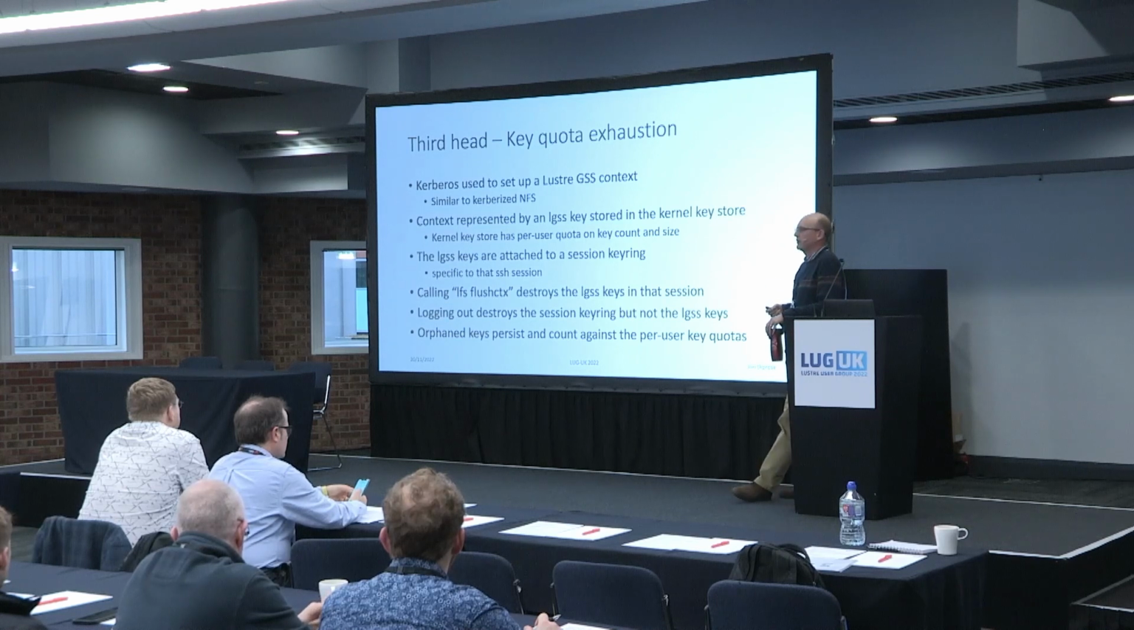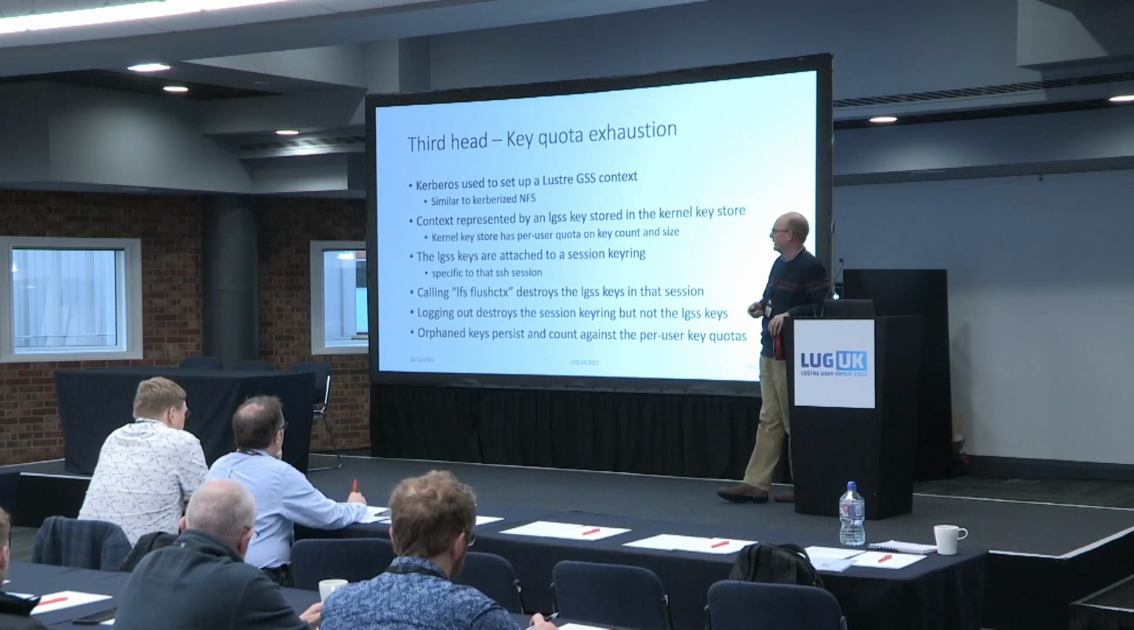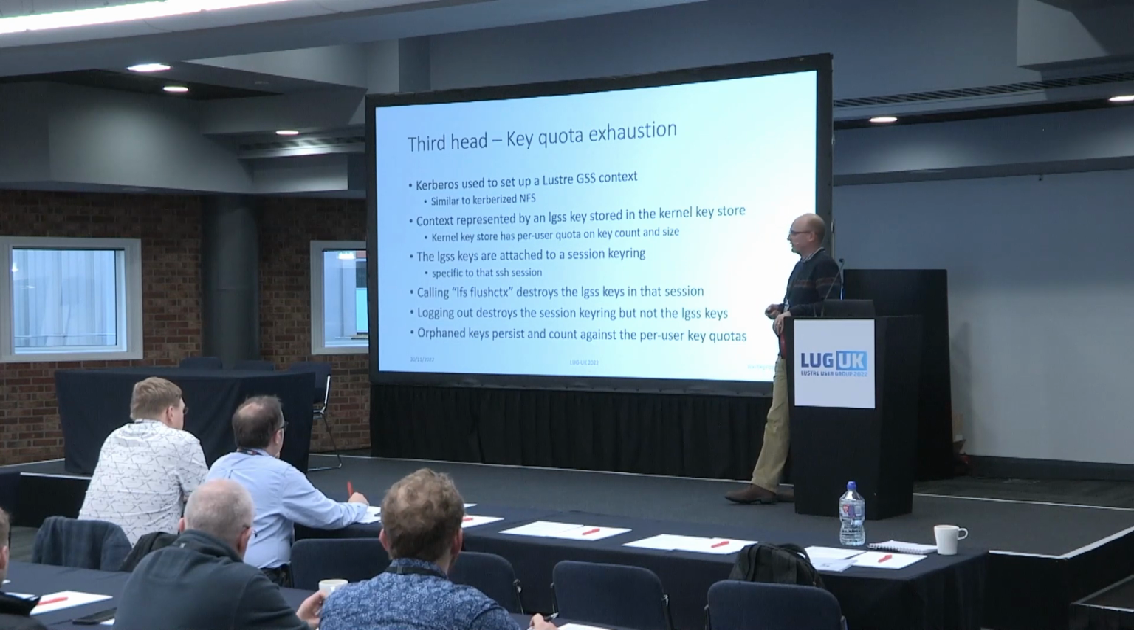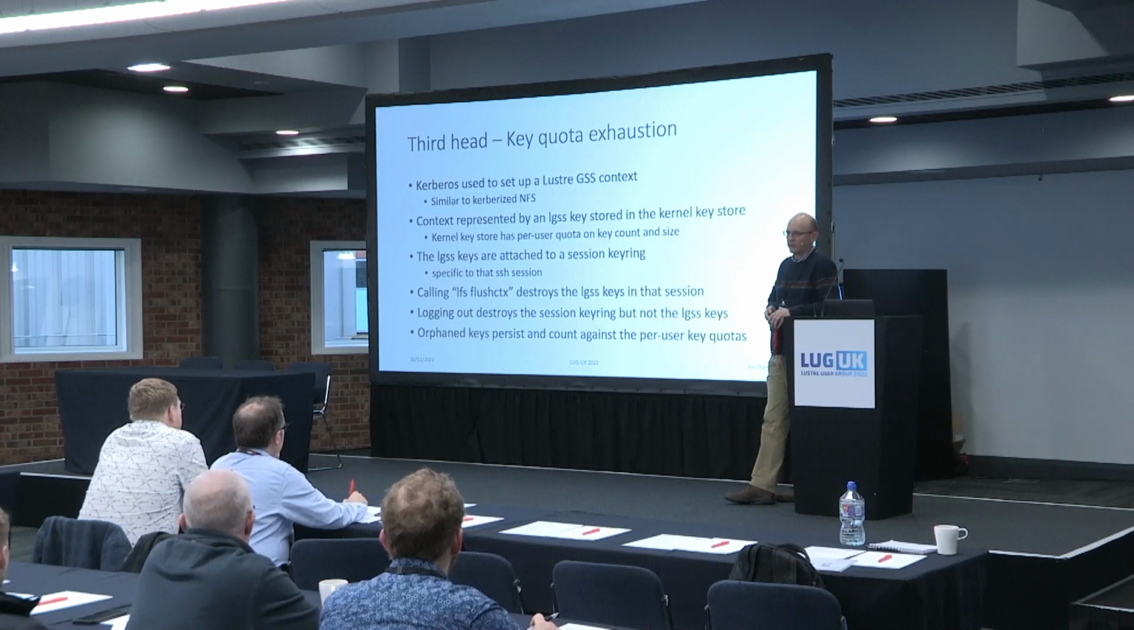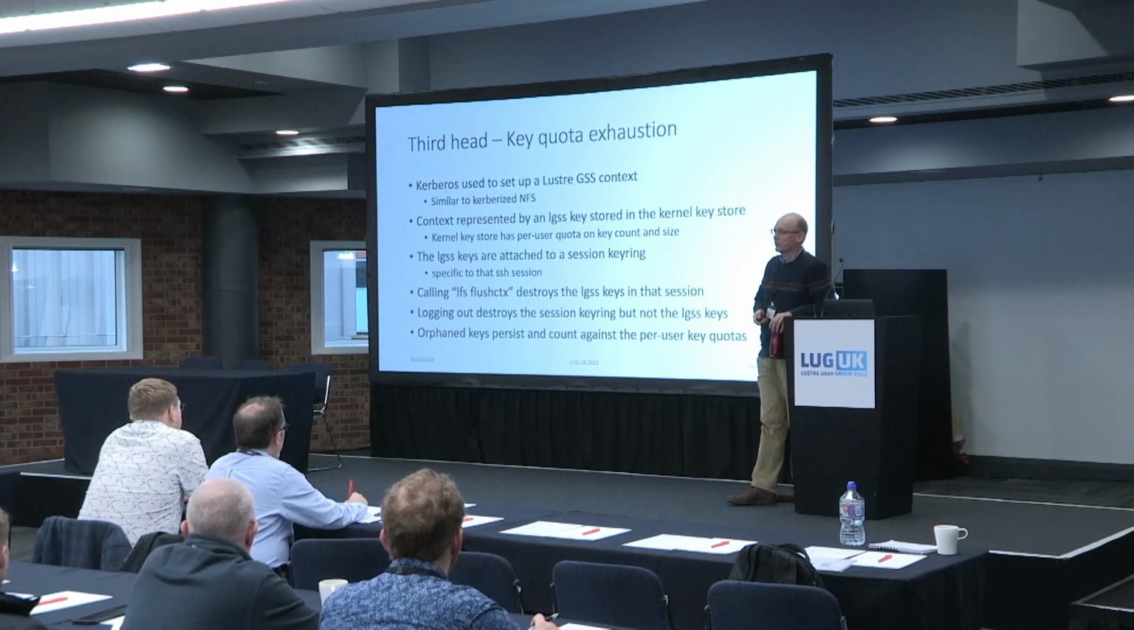So in Lustre, the Kerberos service ticket isn't the thing that's used to actually protect the data transfers. The service ticket is used to construct a GSS context. That's exactly the same way that Kerberos NFS works, which is unsurprising because there's a shared history in the code. I believe the Lustre code came from NFS utils 1.2 or 1.4. The context is represented by a key of type LGSS. That key type is defined by one of the Lustre kernel modules, and that gets put into the kernel key store. Now, it turns out the kernel key store has a per user quota, both on number of keys and on the amount of space those keys can take up. The defaults are 250 keys and 20K worth of space.